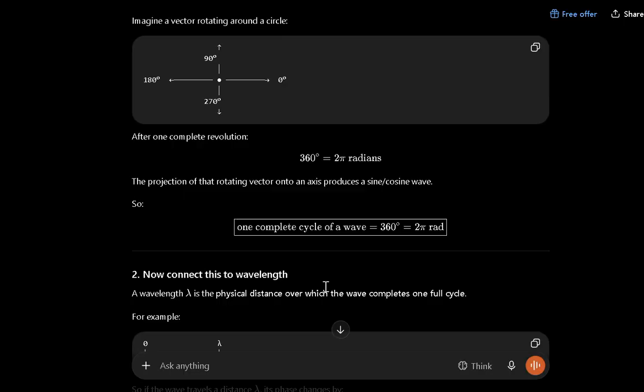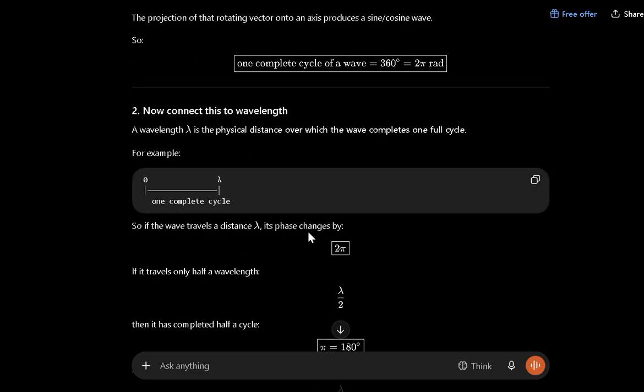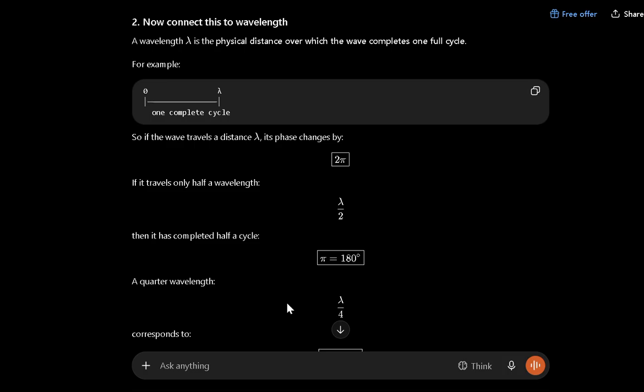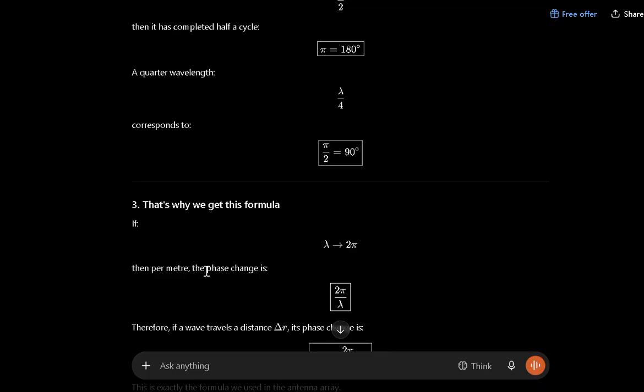Now connect this to the length: lambda is the physical distance over which the wave completes one full cycle. So if the wave travels a distance lambda, its phase changes by 2 pi. If it travels only a half wavelength, lambda by 2, then its phase changes by pi, which is 180 degrees. A quarter wavelength is 90 degrees. That's why we get this formula.